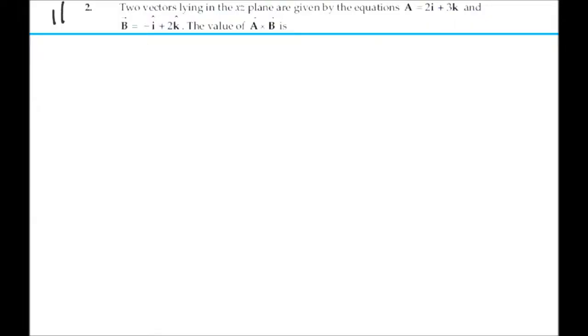Here's problem 11.2. Two vectors lying in the xz plane are given by the equations a equals 2i plus 3k and b equals minus i plus 2k. The value of a cross b is.